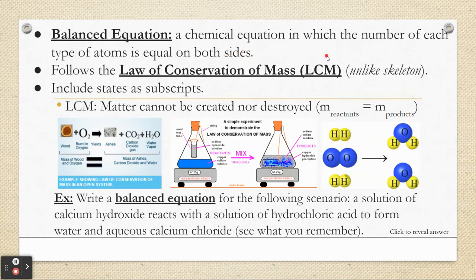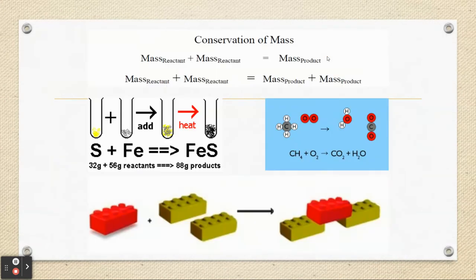That's where you use those coefficients in the front to make sure you have the same number of atoms on the left and the right side. And so we're going to do some examples of that in the next video as well.